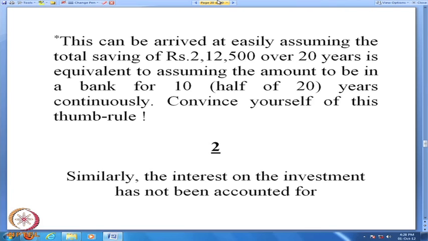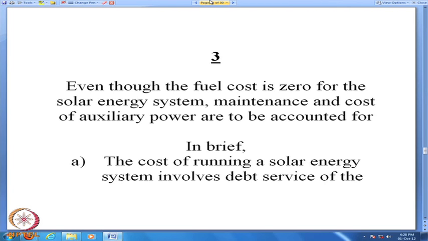Convince yourself of this rule. Okay, you can do this and you will find out. Similarly, the interest on the investment has not been accounted for. Now, if you spend 4 lakhs something on the system, you are straight away losing, if it is your own money, 40,000 at least at a 10% rate, and if you have taken a bank loan, you may have to pay more than 10% or 12%.